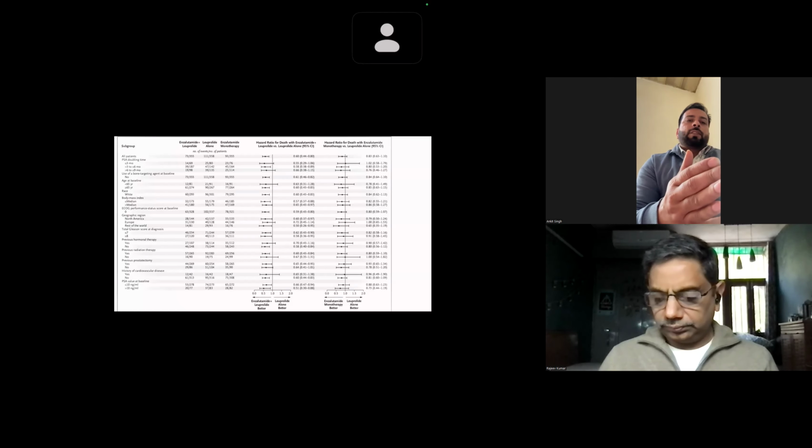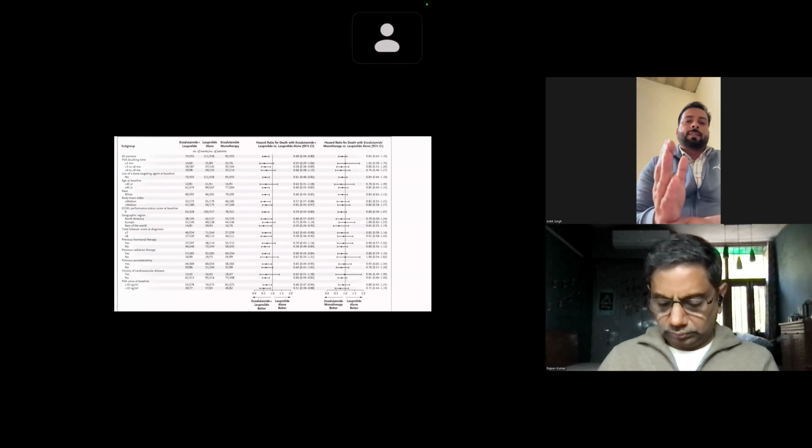This is the hazard ratio of the combination group as compared to leuprolide only on the left side, and the monotherapy group as compared to leuprolide only on the right side, divided into different subgroups of the patients. As we can see on the right side, the overall survival hazard ratios are non-significant for enzalutamide over leuprolide in any of the cases.